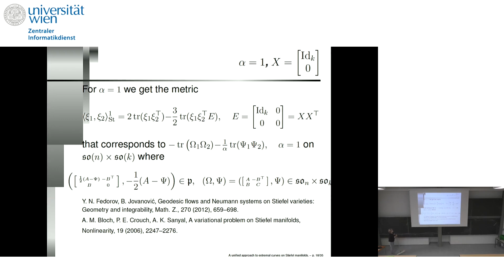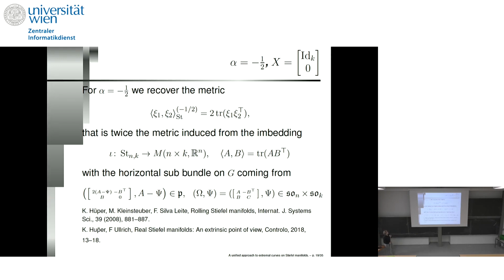Yeah, so that was used in this case. For alpha equal to minus 1/2, you see, for alpha equal to 1, it was a Riemannian metric. For alpha equal to minus 1/2, it's also Riemannian when we restrict it to the Stiefel manifold, and this metric, up to a coefficient of 2, is just the metric inherited from the embedding into the rectangular matrices.